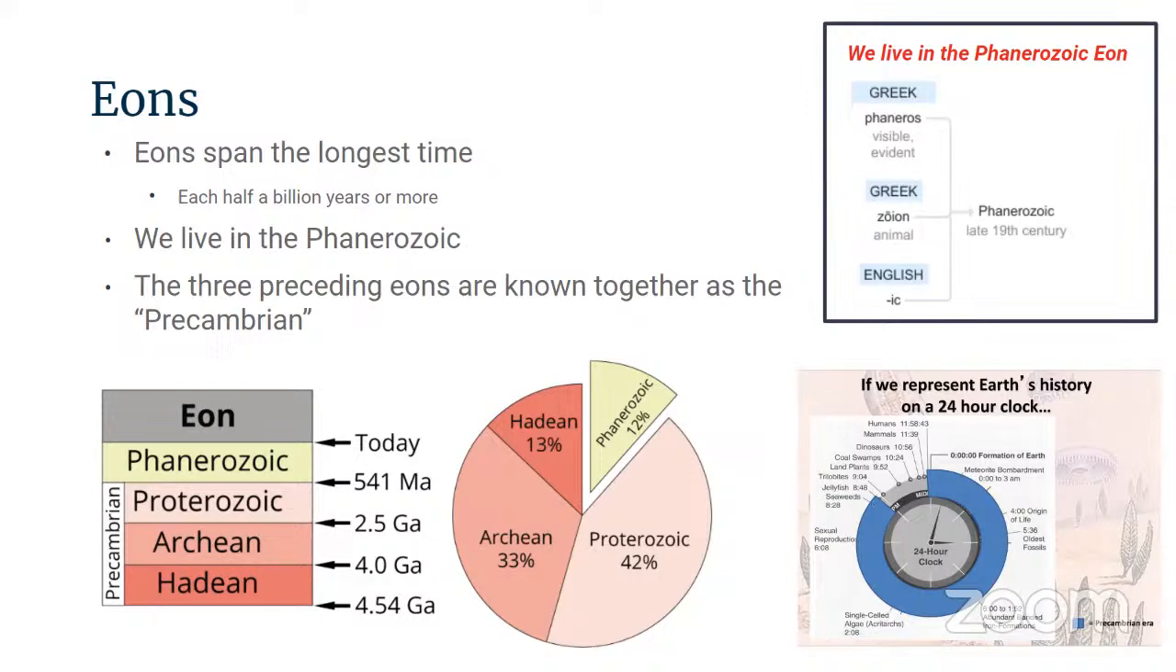So the three preceding eons, sometimes we talk about them together. Often they'll kind of lump them together because those three eons are where we don't have really good fossils to look at. We can see some evidence of life, but we don't have shells, we don't have bones, we don't have really macroscopic kind of visible stuff.